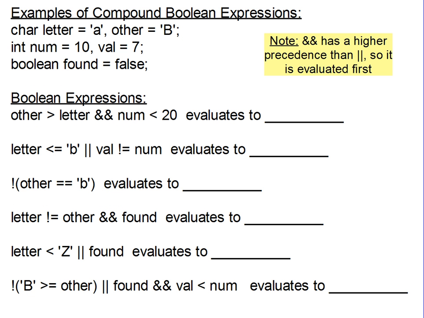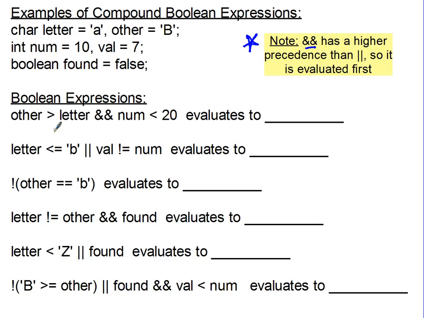Let's take a look at some examples here. I've got some variables that I've defined up there at the top again. And a special thing to note here is that an AND has a higher precedence, which means that it's going to be evaluated first. So anytime that I have both of them in a statement, my AND will get evaluated first.